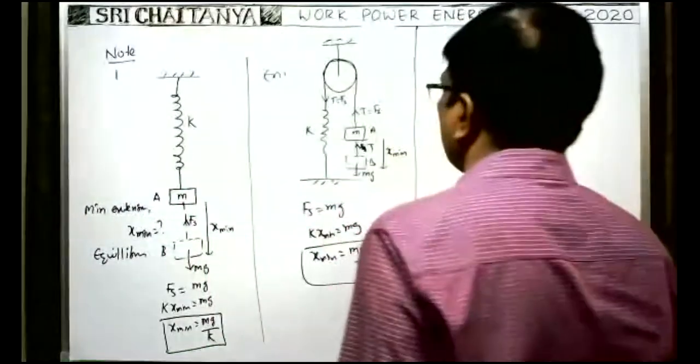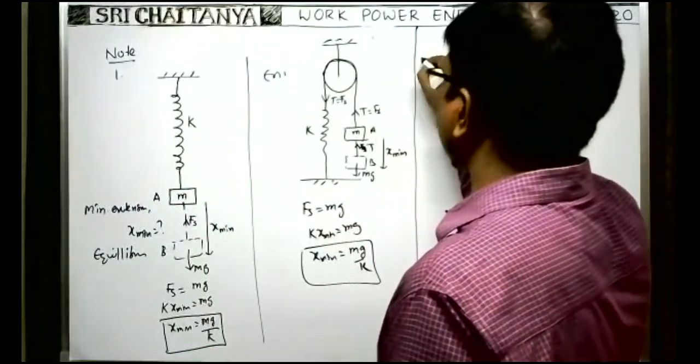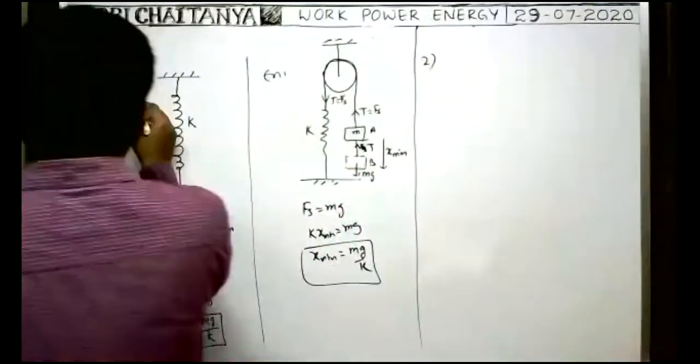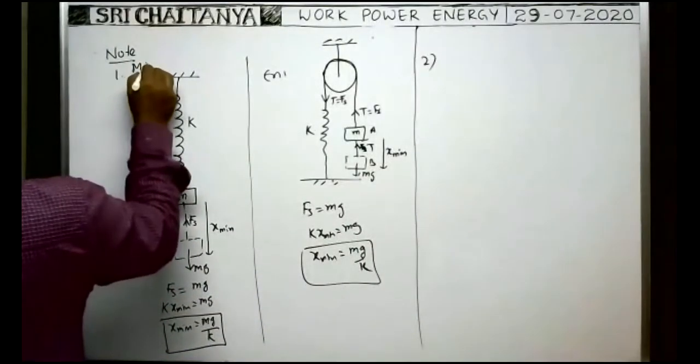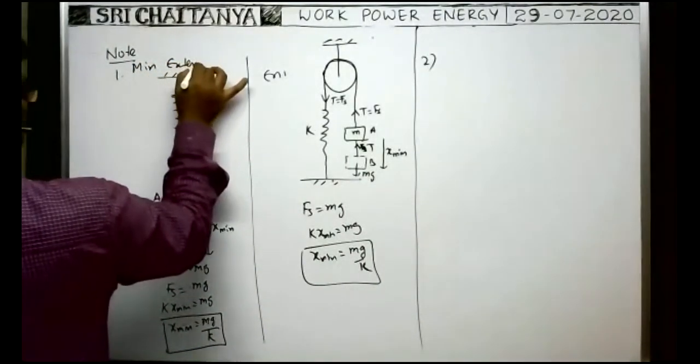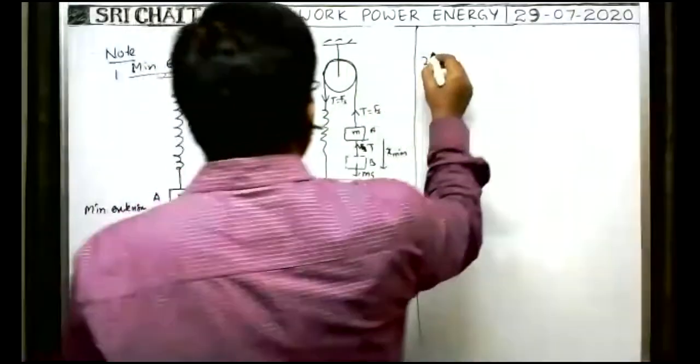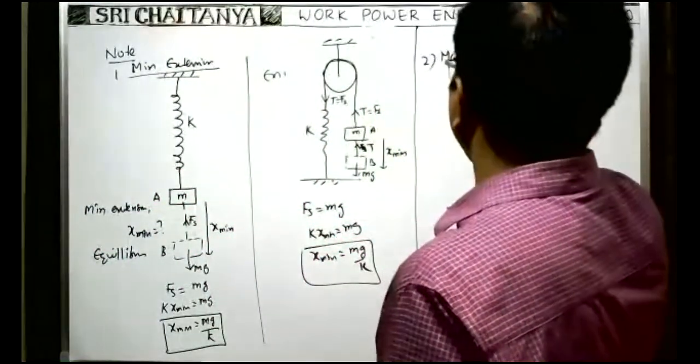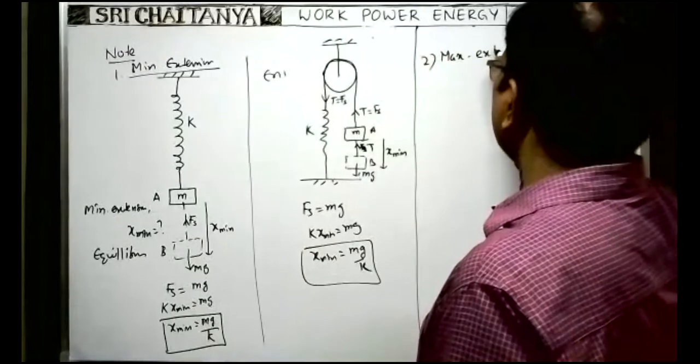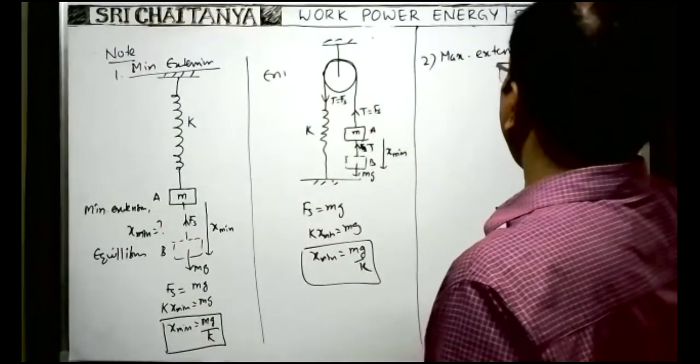Okay, this is one example. It is for minimum extension. Next, second one, for maximum extension for the given load, x max.